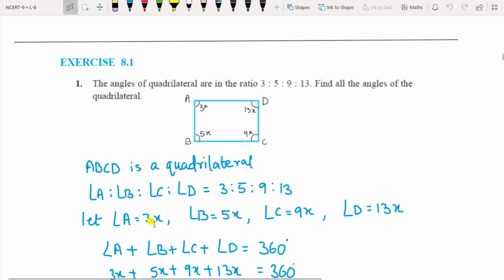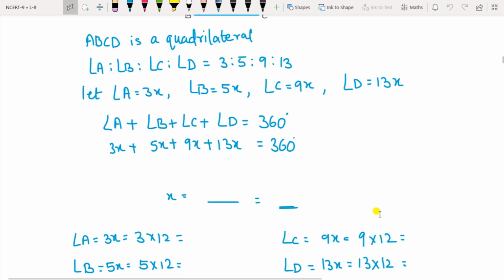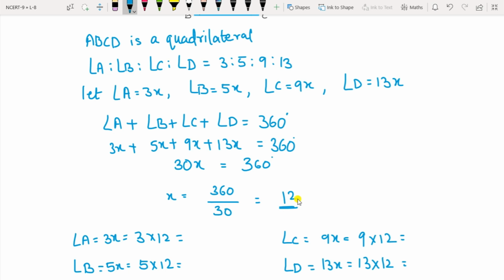So let that be x here. So angle A equals 3x, angle B is 5x, C is 9x and D is 13x. Add all the angles of that quadrilateral, that will be equal to 360, as the sum of the angles of a quadrilateral is 360. Then if you add this, the total will be 30x. So 30x equals 360. Okay, so x will be equal to 360 by 30. You will get it as 12.